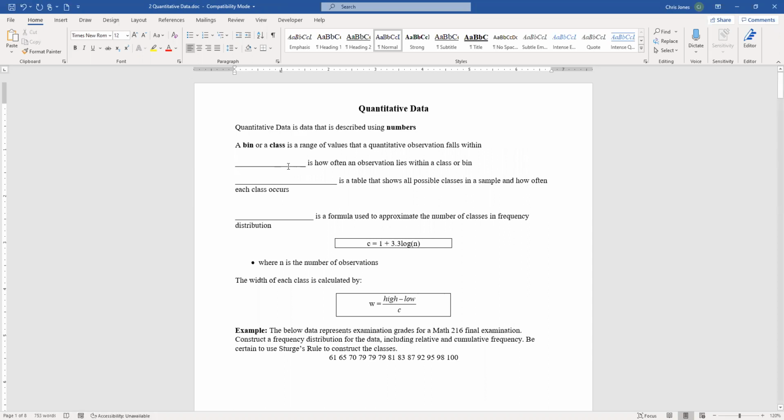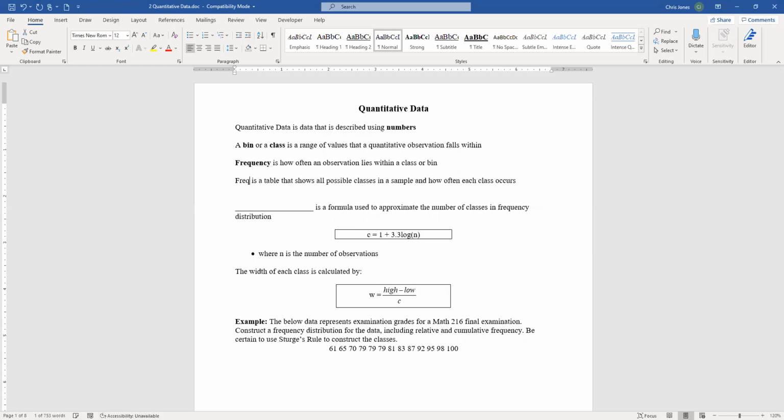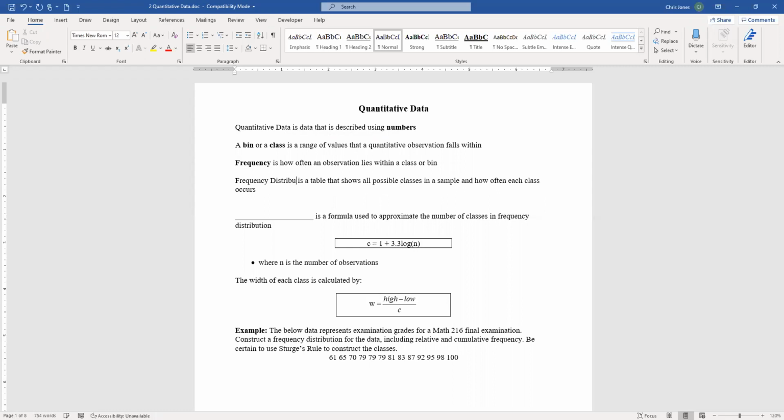Now recall that the number of times that a specific observation lies within a class or a bin is the same as the frequency, and that's the same term that we used for how often an observation falls within a category. Remember, we had a frequency distribution, and frequency distribution is going to be that table. And remember, the frequency distribution that we used before not only had the frequency, but also the relative as well as the cumulative frequency.